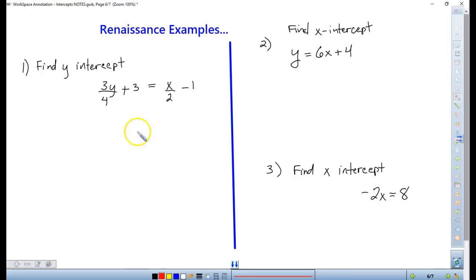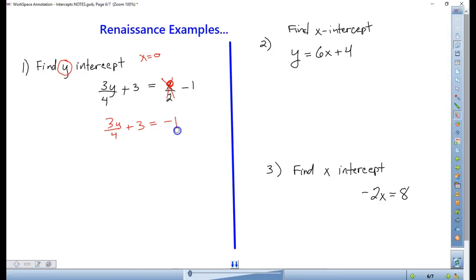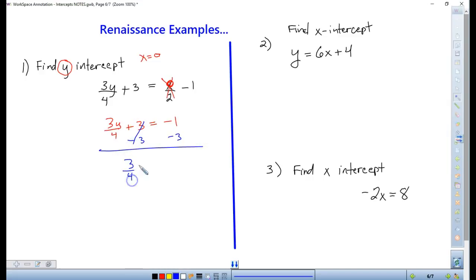So look at this nasty equation. If it says find the y-intercept, that means I'm going to make x be 0. Okay, so this part right here is going to be 0. So I would have 3y over 4 plus 3 equals 0, divided by 2 is just gone. So I would have negative 1. Now you guys have solved these before, so you just got to be confident with your steps. So we will minus 3 from both sides. Careful with signs. So now I have 3/4 y, or 3y over 4, equals negative 4.